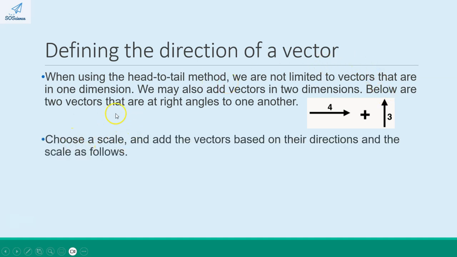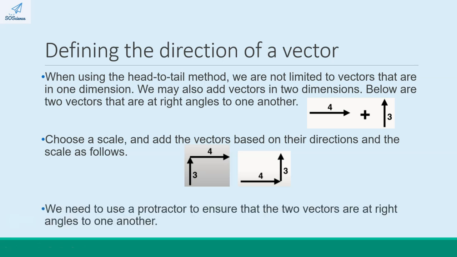So we have to choose a scale, and then we're going to add the vectors based on their directions and the scale using the head-to-tail method. So we have 2 options because remember that the order in which we add up the vectors doesn't make a difference. So here we're starting with the 3-unit vector up and then the 4-unit vector to the right. And here we're using the 4-unit vector first and then connecting the 3-unit vector up to that. Either way, our resultant is going to be the same.